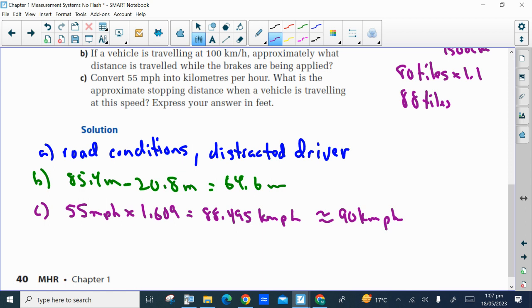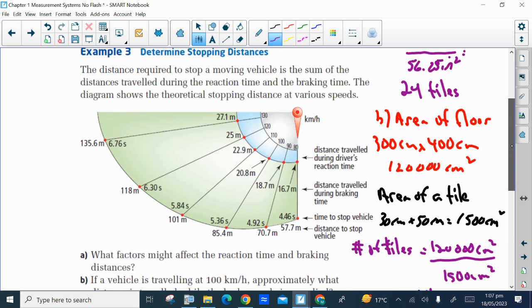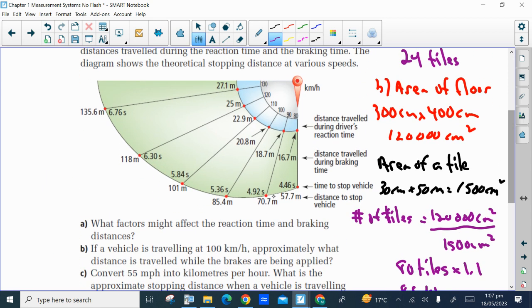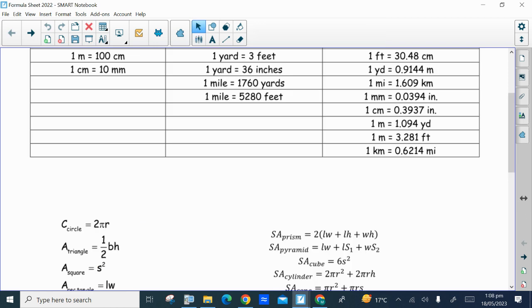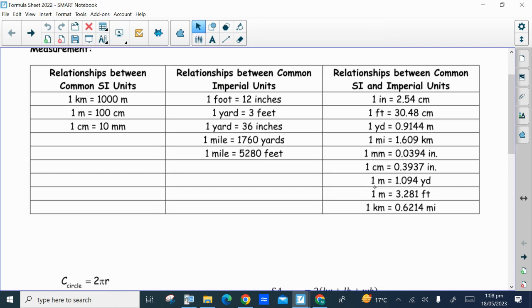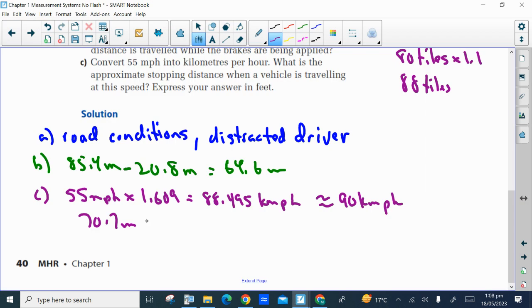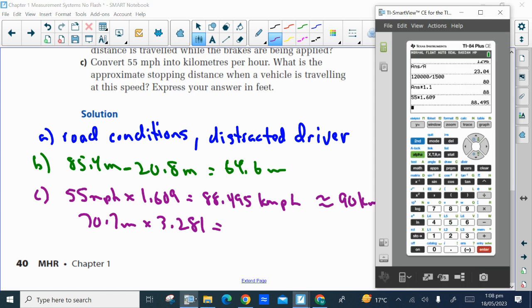And you want to know the total stopping distance, which at 90 kilometers an hour is 70.7 meters, right from the chart. But we want to write that in feet. So back to the formula sheet we go. To go from meters to feet, 1 meter is 3.281 feet. So we have to multiply our number by 3.281, and this will convert meters into feet.